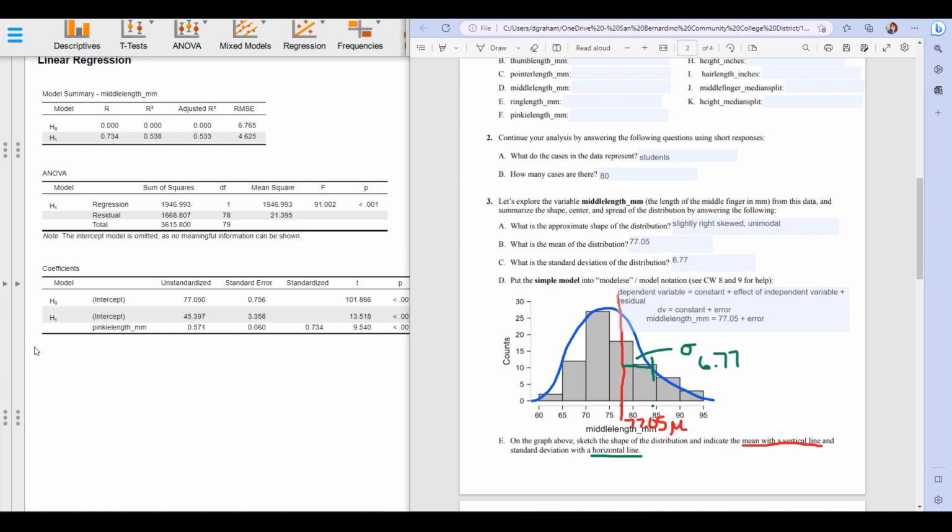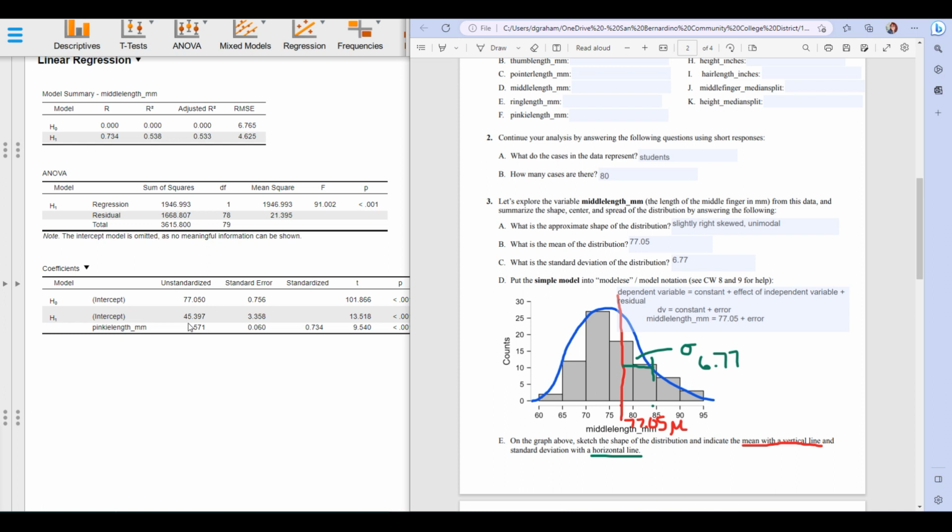This next set right here where it says H1 and it has intercept and pinky length millimeter, this is saying, okay, now we've made a new model. We're going to call it H1. And in this model, the constant is 45.397.